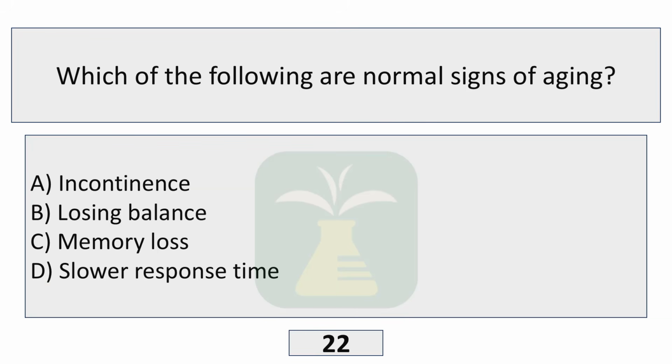Which of the following are normal signs of aging? A. Incontinence. B. Losing balance. C. Memory loss. D. Slower response time.